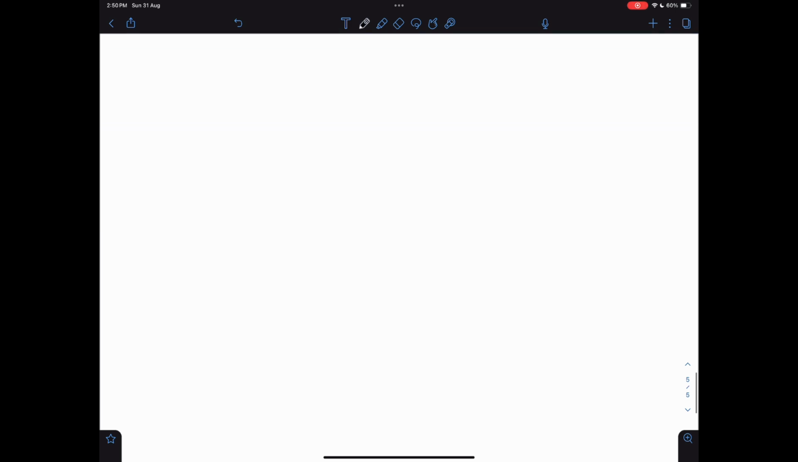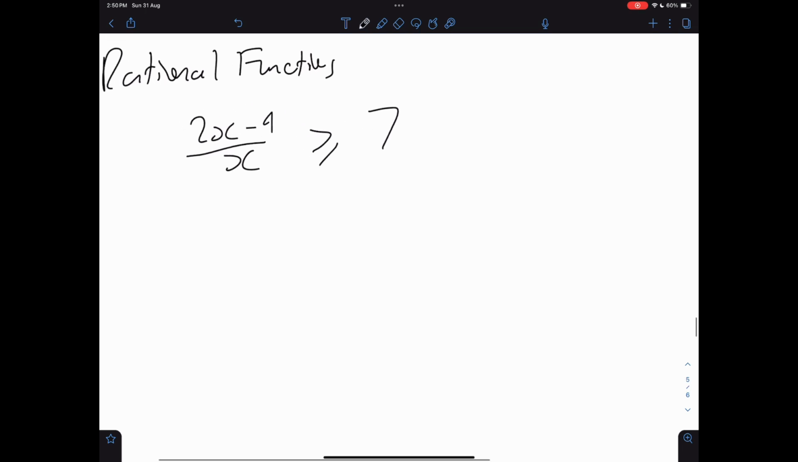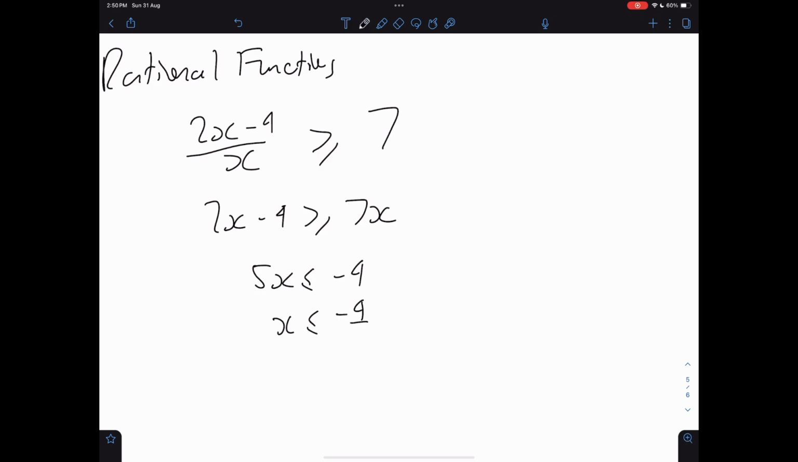Called rational functions. These are things where you've got fractions, like 2x minus 4 over x. And so if we said, okay, that's greater than or equal to 7, you may instantly think, okay, let's do this. And then, all right, 5x is going to be less than minus 4, so x is less than minus 4 over 5. And you'd think that's the right answer.